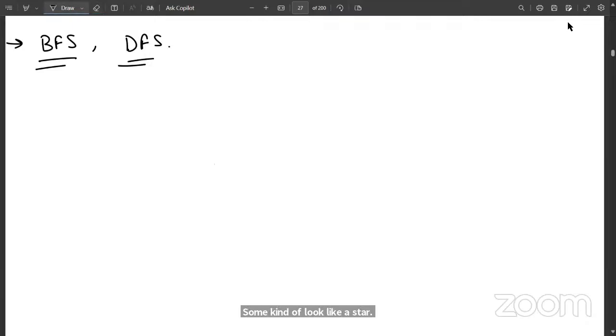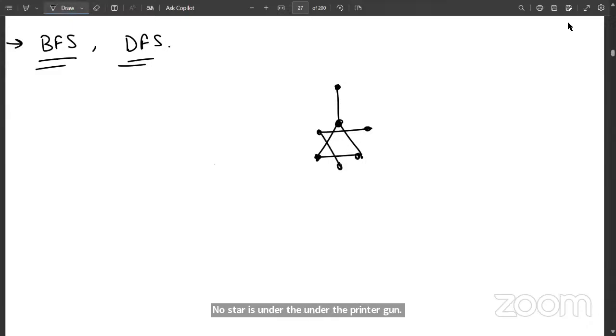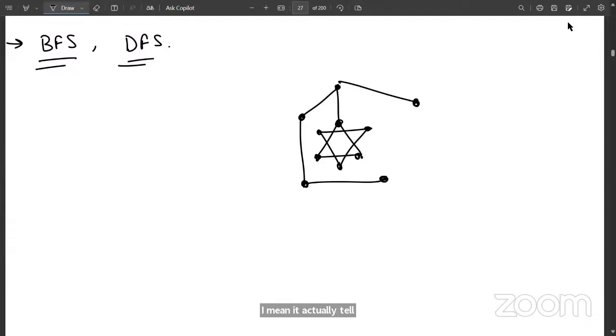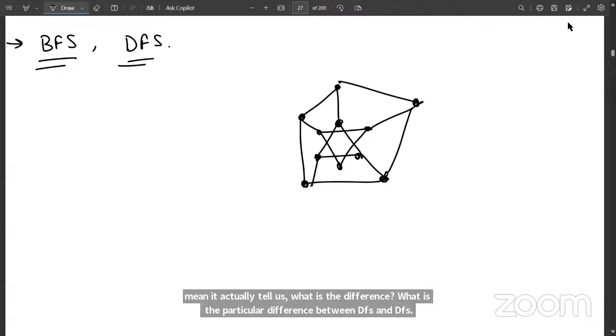It looks somewhat like a star. A star above a pentagon, ma'am. Yes, the star is inside and the pentagon is outside. So we'll apply DFS and BFS over this graph and see how the trees differ. It actually tells us the particular difference between the DFS and BFS processes. I've drawn it very badly, but consider this the Petersen graph.